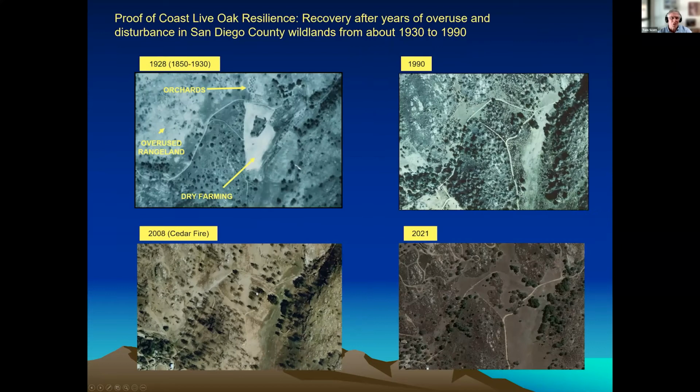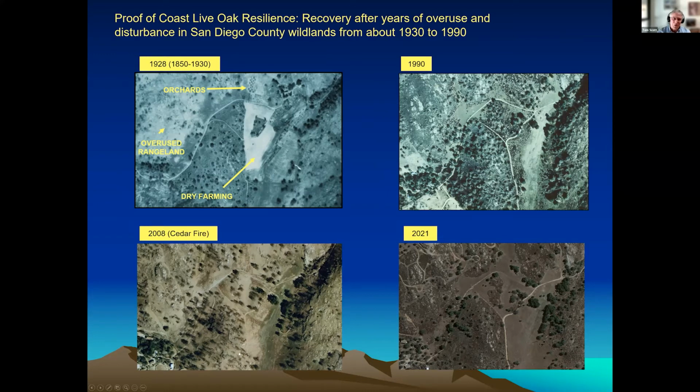As proof of this, you can look back at the 1930s, when there was a remarkable amount of land use that was very destructive to the landscape at the time. There were things like overuse of rangelands, dry farming, and orchards. You can see them in this aerial photograph from 1928. If you look at the same area in 1990, it's pretty obvious that the oaks are not only there, they've actually flourished. So coast live oak is a very, very resilient species.